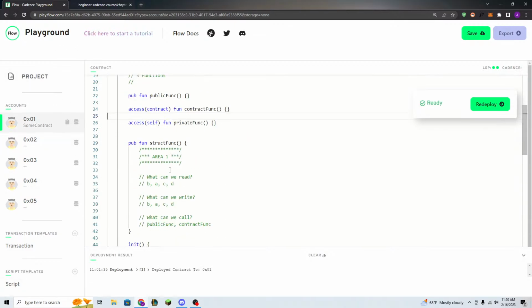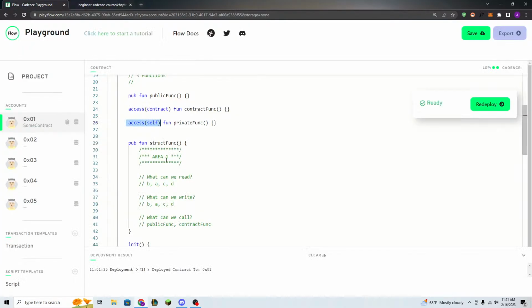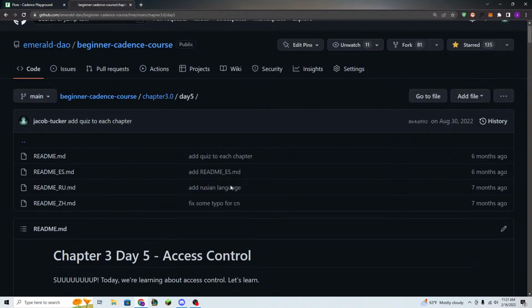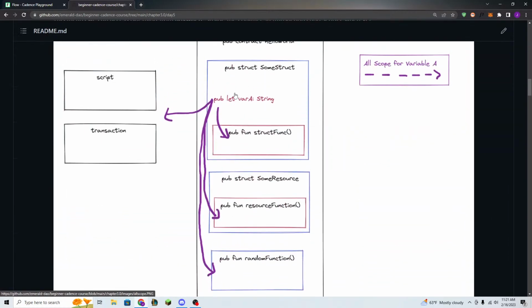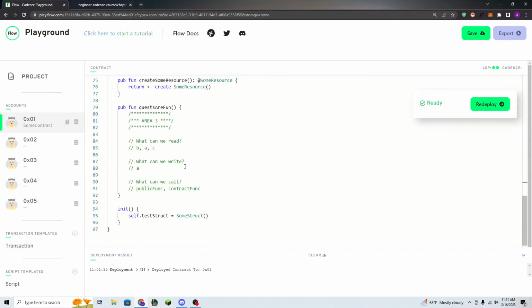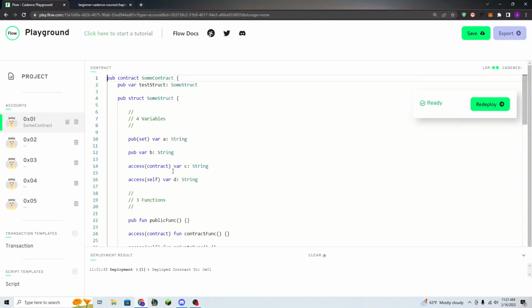Right, exactly. And then here we have private functions. A private function has access self, which, let's take a look, has only current and inner scope. So this is definitely in the current and inner scope. However, once we go outside of this struct, or I like to think of it as a box, once we go outside of this box, we can no longer call it over here. We also can't call it over here, and we definitely can't call it over here. So this is the final solution to this little quest that I was walking you through.